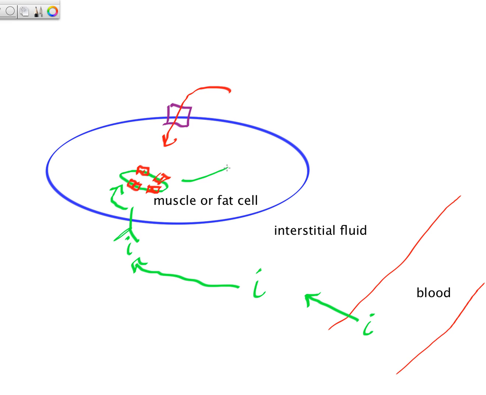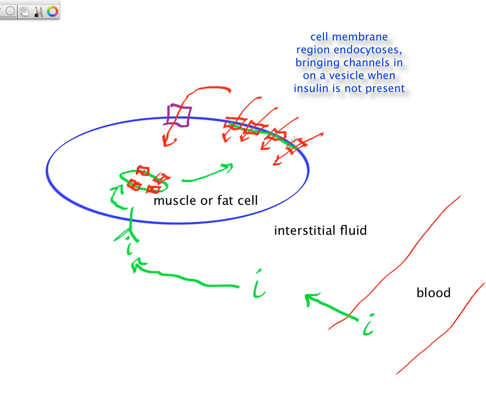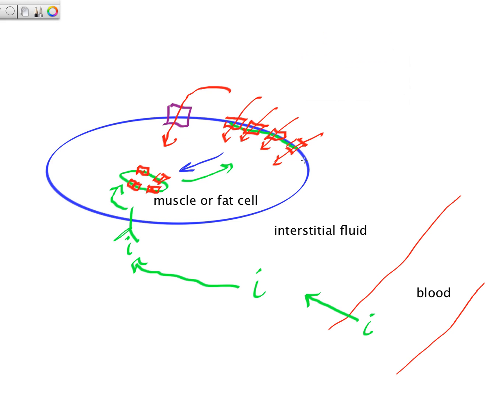How does it do that? It basically exocytoses part of the membrane. And because it's part of the membrane, all of those channels are now part of the membrane. And now tons and tons of sugar can get in. When insulin leaves, these channels endocytose and reform this vesicle. So if you were to take away the insulin, you would take away these channels from the membrane and they would become just part of this vesicle.